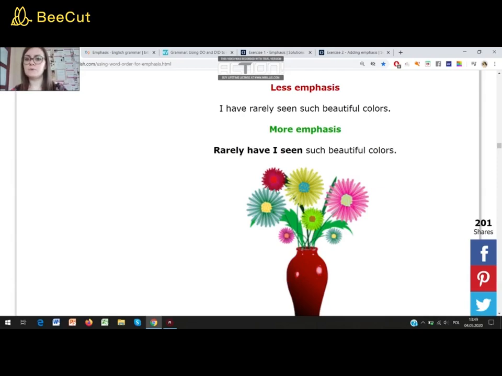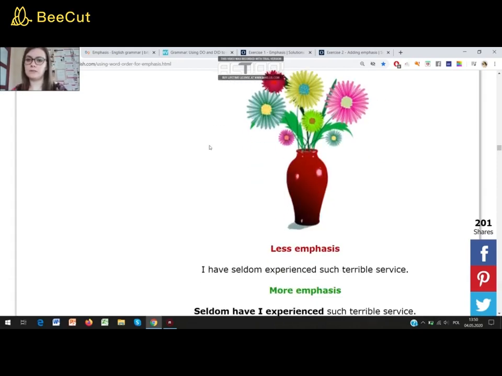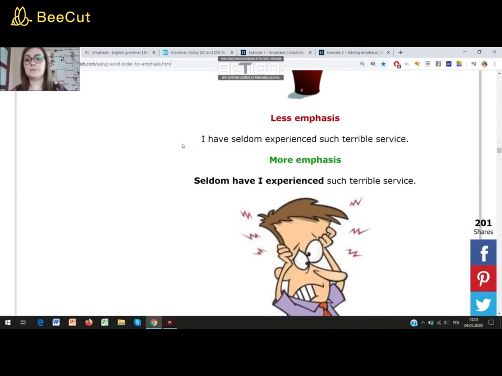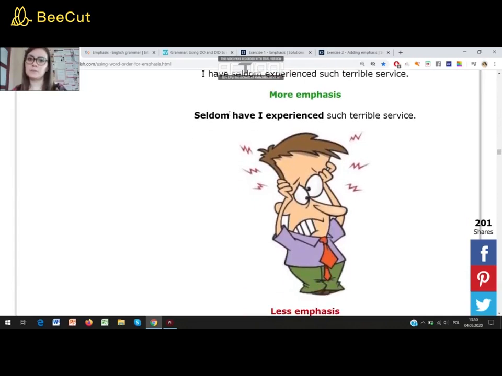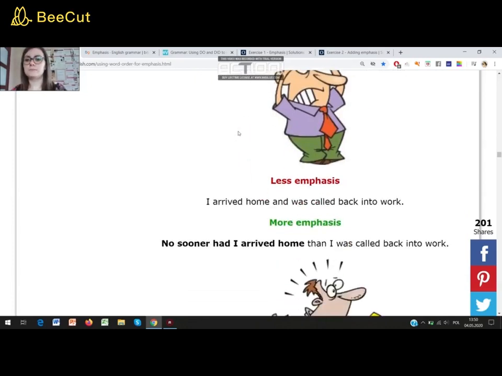More emphasis we put when we use this time adverbial at the beginning of the sentence. Rarely have I seen such beautiful colors. The next one, less emphasis: I have seldom experienced such terrible service. And more emphasis with seldom at the beginning and the inversion: Seldom have I experienced such terrible service.